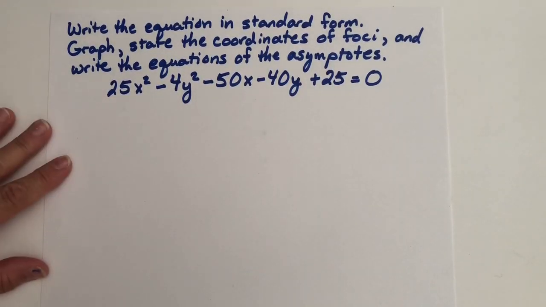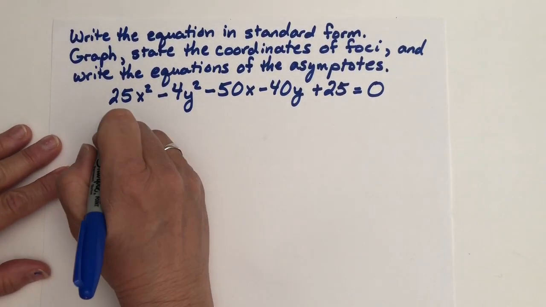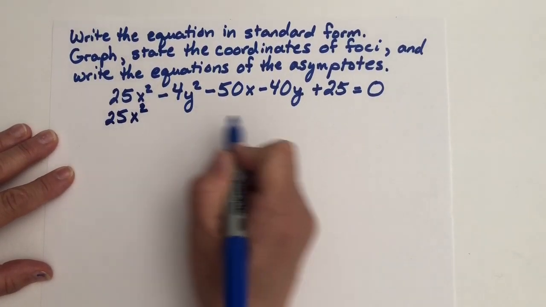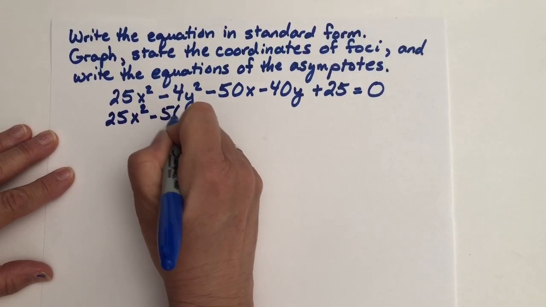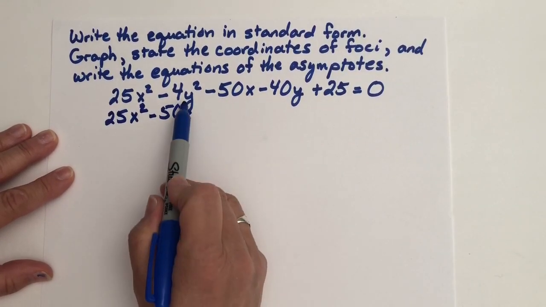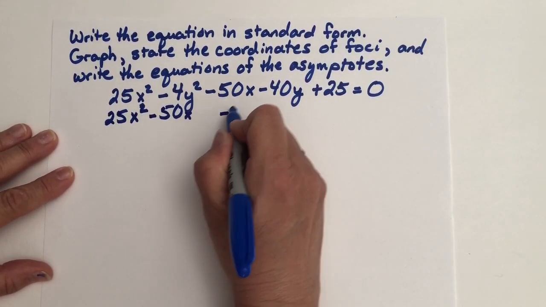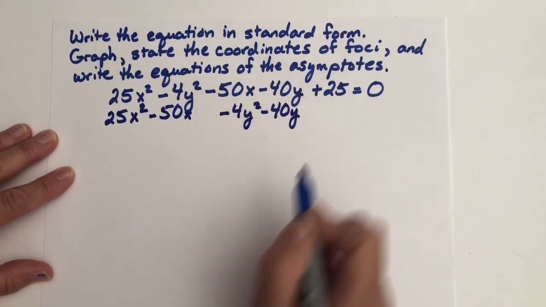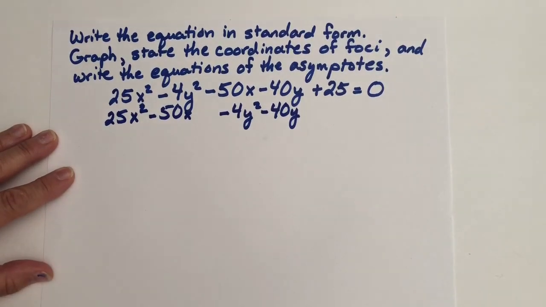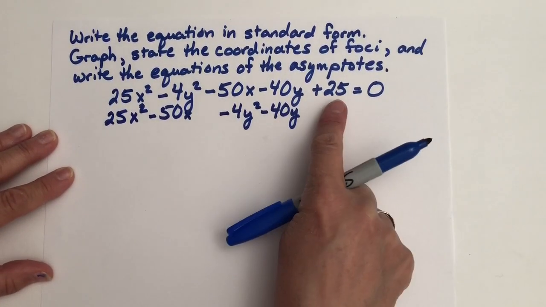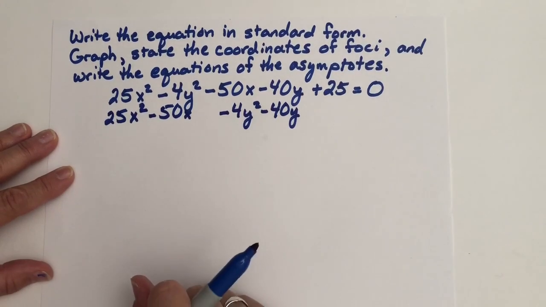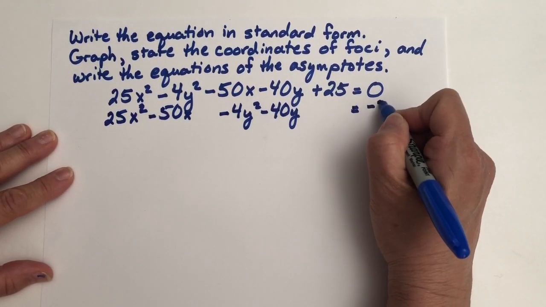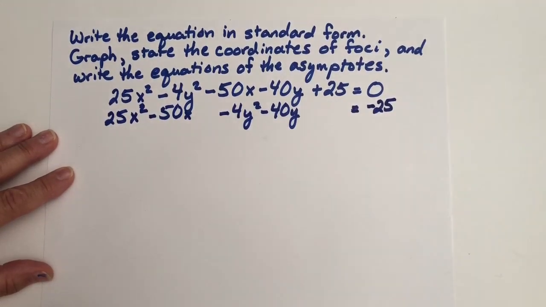So let's do that. We're going to gather the terms together that have x's in it. So we have 25x squared minus 50x. And we'll gather together the terms that have y's in them. So we have negative 4y squared minus 40y. And we're going to complete the square with respect to both x and y. But this 25 doesn't need to be involved in that process. So let's subtract 25 from both sides, and it will be out of the way.